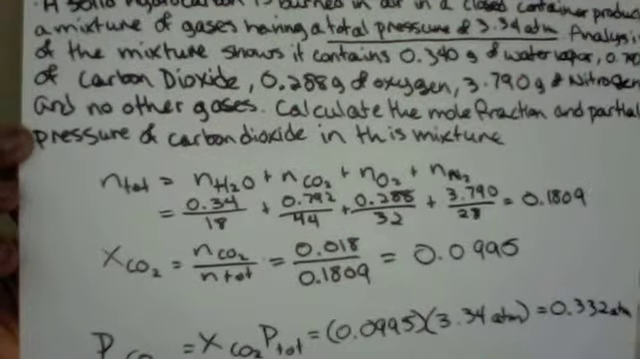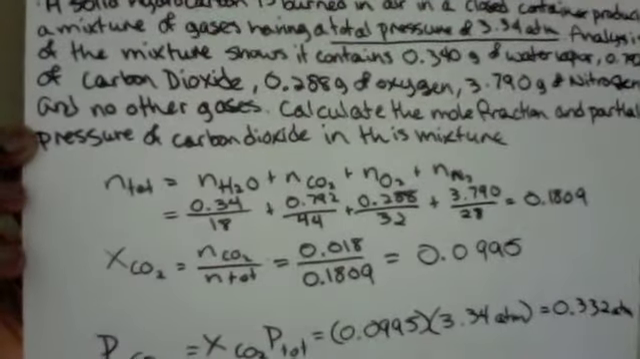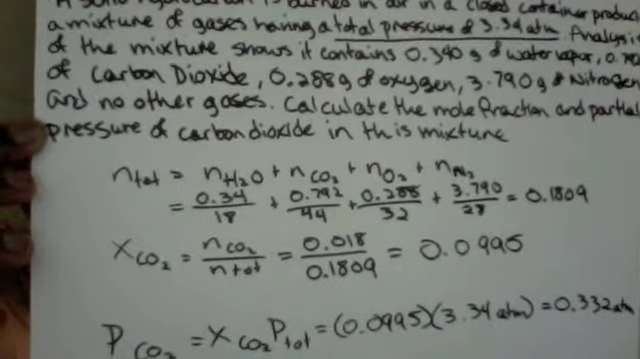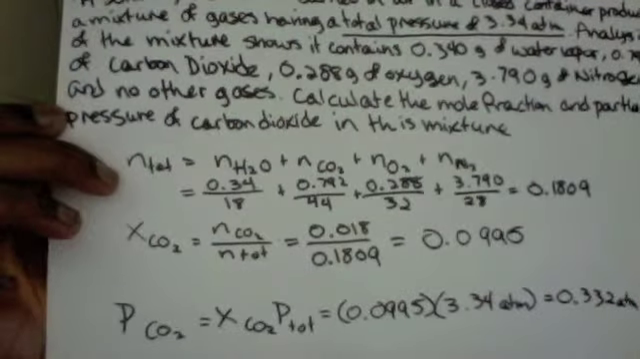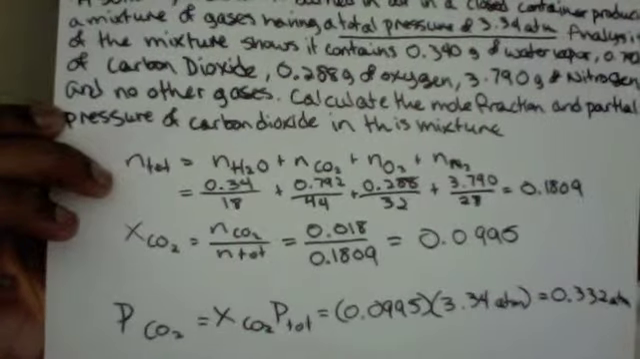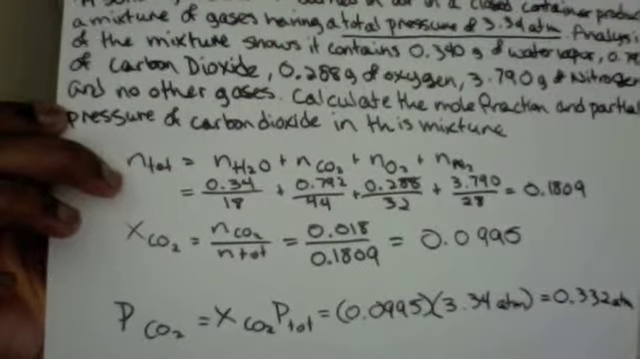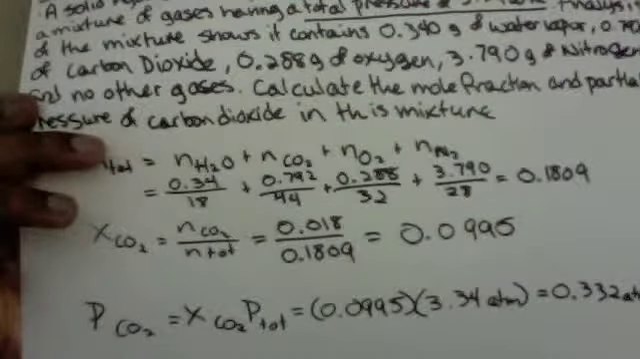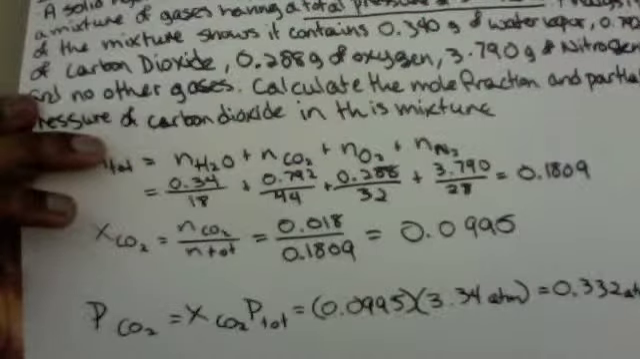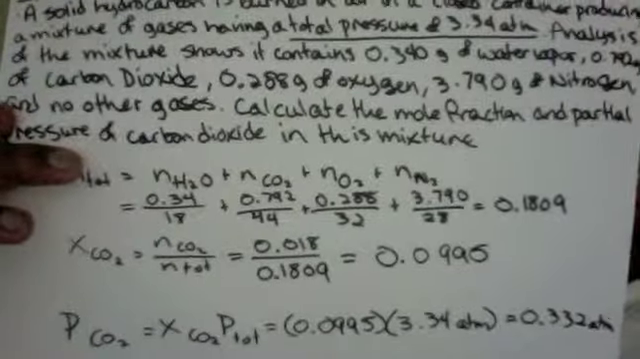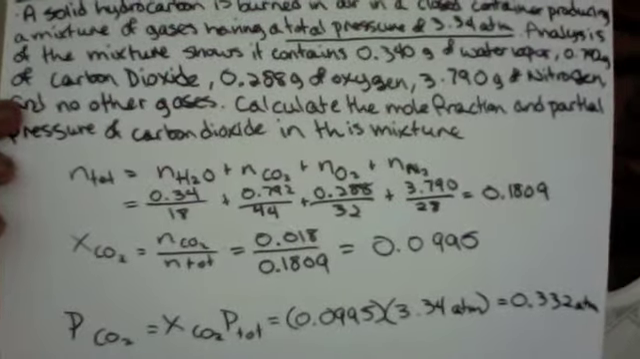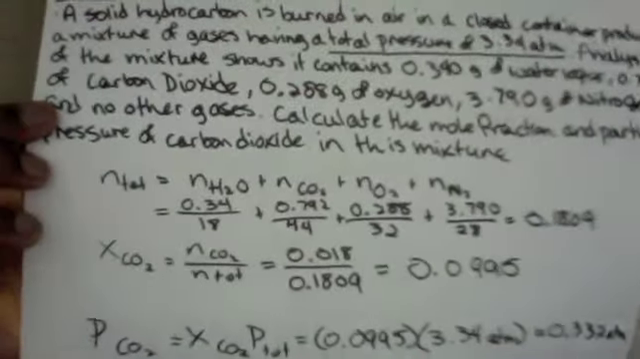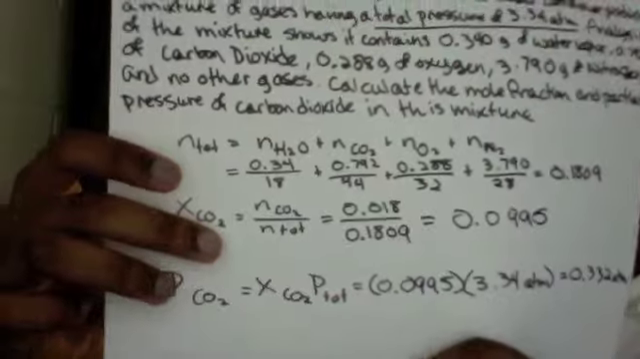We know that our total number of moles is going to equal the moles of H2O plus CO2 plus O2 plus N2. We have that set up using what we're given, the number of grams divided by the molar mass of all four of those. Adding those all together, we get 0.1809. That was the total number of moles, actually. I'm sorry, I'm mistaken.